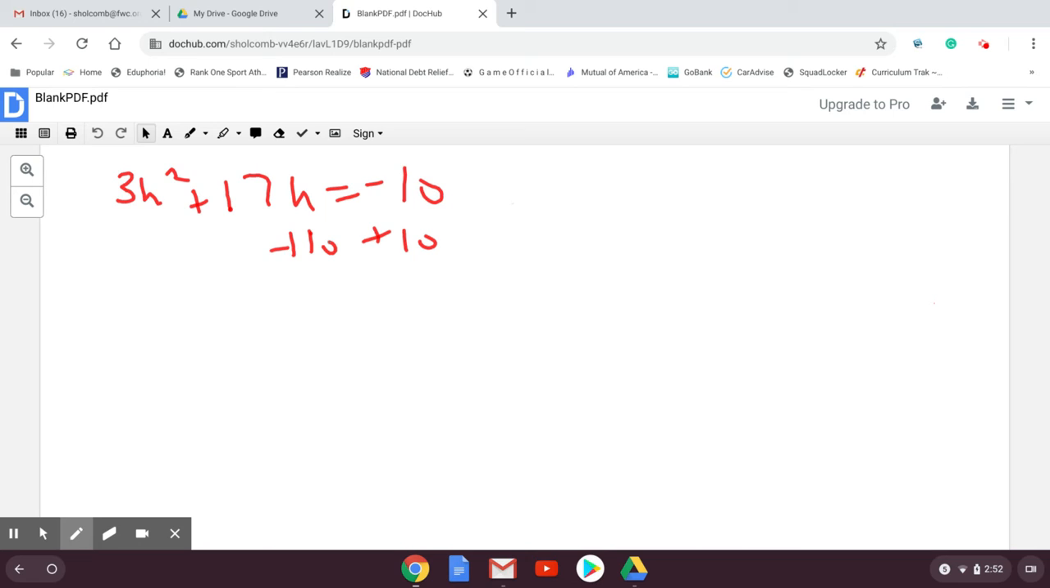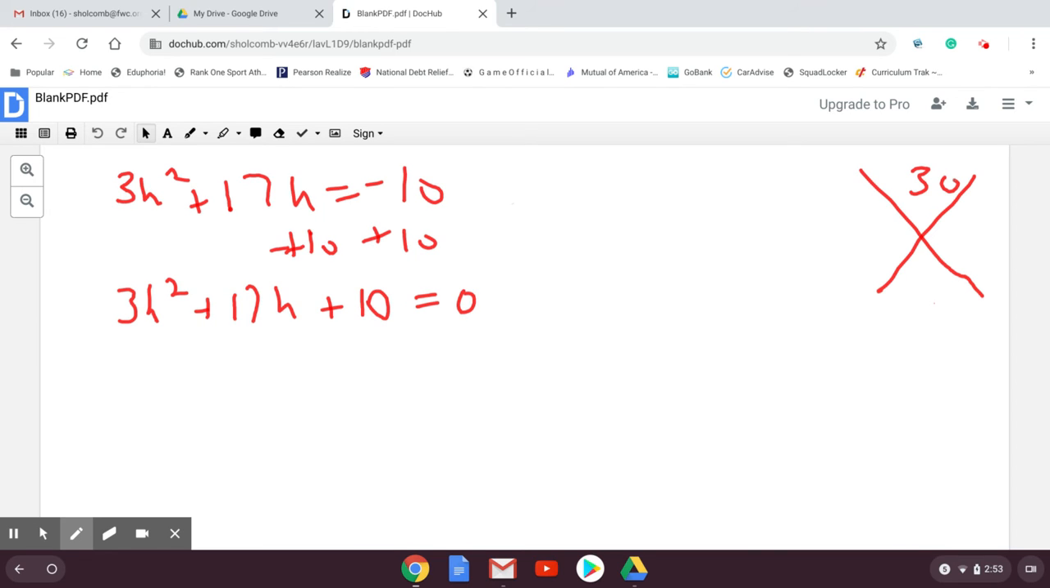Again, guys, please don't get messed up on that. When you add 10, it does not combine with h's or h squareds. Instead, you get 3h squared plus 17h plus 10 equals 0. Draw your x, and let's put our numbers in. 3 times 10 is a times c. It's a positive 30. And a 17 for b.